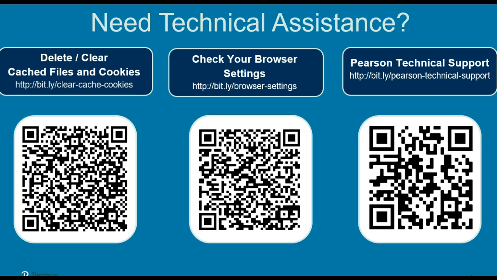If you need help, 99% of the time, if you're having issues with Pearson, just clear your cache and cookies, close the browser, and try again. You want to check your browser settings. It's a good idea to do this at the beginning of the semester, and this is the same Pearson Technical Support that you can contact throughout the semester.